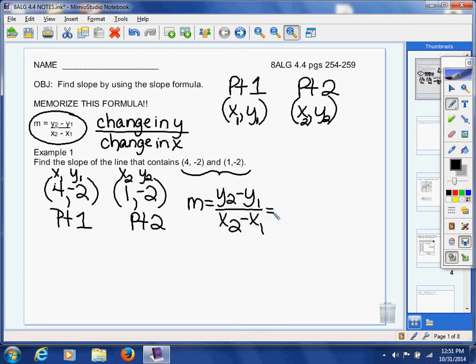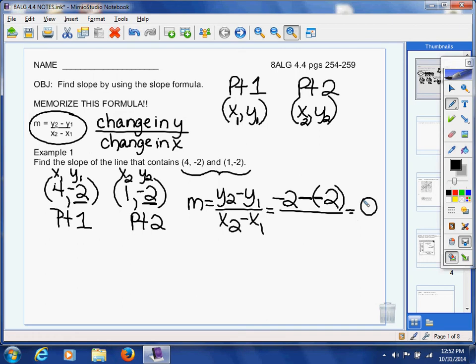Okay? So let's start with the y's. Let's start with our numerator. I'm going to go to y sub 2. There it is. That's -2. Minus, now what is y sub 1? -2. Okay, so I have a -2 minus a -2. Now you can either use your calculator and figure that out, or you can just reason it and go, I have -2 and now I'm taking it away. How much do I have left? And hopefully you said 0.